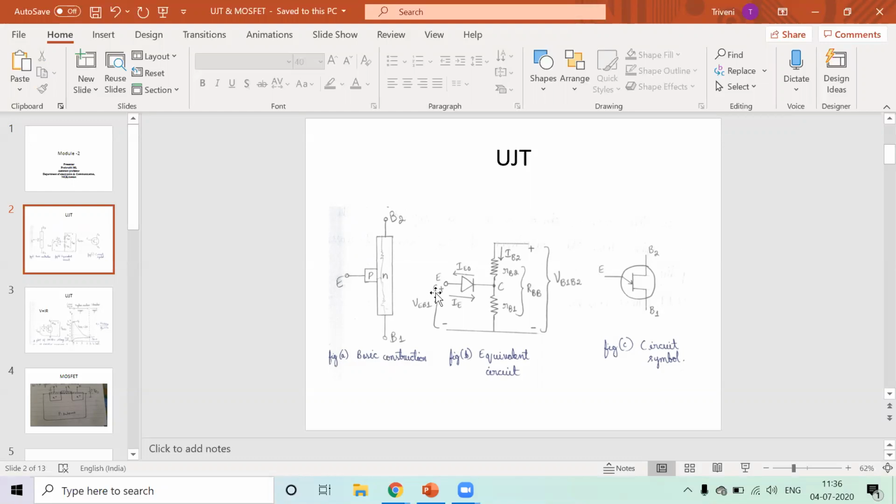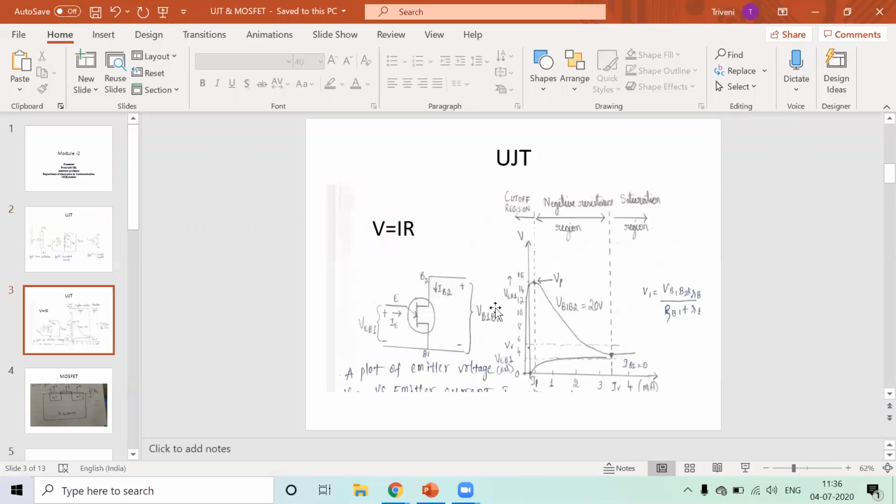As you can see, when you apply the VEE here, at that time the current IE starts flowing, and it starts to increase across the RB1 also. What happens in the RB1 is the resistance will get reduced. Whenever the resistance is less, at that time only the current flows, right?